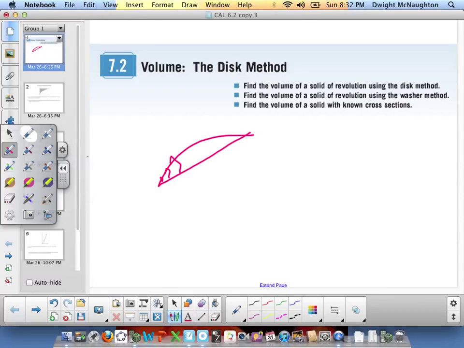I'm not an artist, so I'm not the best sketcher here. But you can see we get something that kind of looks like that. And we discussed how to find the volume of that shape. Basically, you're finding the volume of the shape that's your cross-section, and then you're adding up an infinite amount of those shapes that are infinitesimally small.